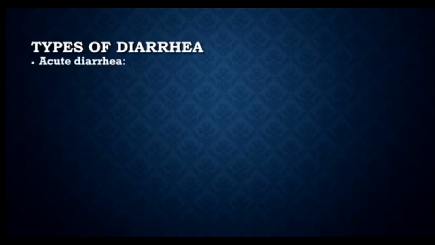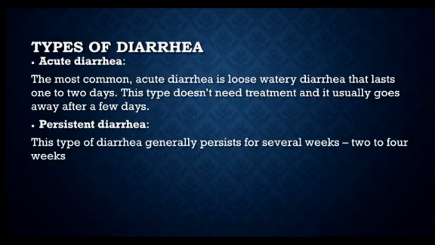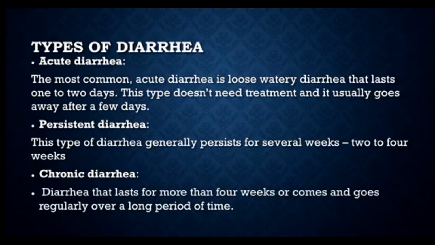Types of diarrhea. First is acute diarrhea, which is the most common. It is a loose watery diarrhea that lasts 1 to 2 days, and this type doesn't need treatment and it usually goes away after a few days. Next is persistent diarrhea. This type generally persists for several weeks, like 2 to 4 weeks. Chronic diarrhea is a diarrhea that lasts for more than 4 weeks or comes and goes regularly over a long period of time.